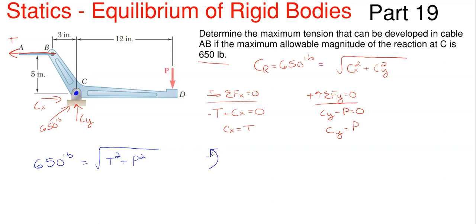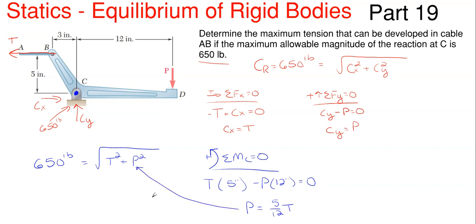So if we sum moments here about point C, everything equal to 0, we would have our T times its perpendicular distance to C, which would be the vertical of 5 inches. And then we would have our P force times its horizontal distance over to C, which would be 12 inches. And that must be equal to 0. So what this means is that if we write this in terms of P equals something of T, which would be 5/12 of T, we can take this and plug it into this relationship over here, and then our only term remaining is our tension force, which is what we're looking for.